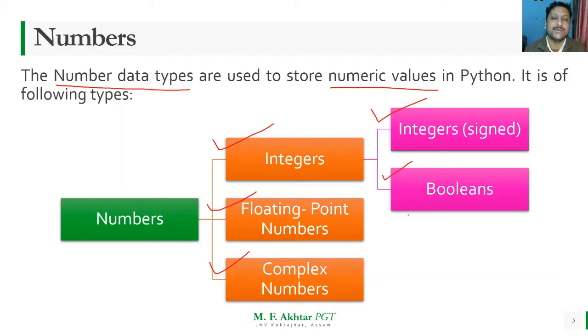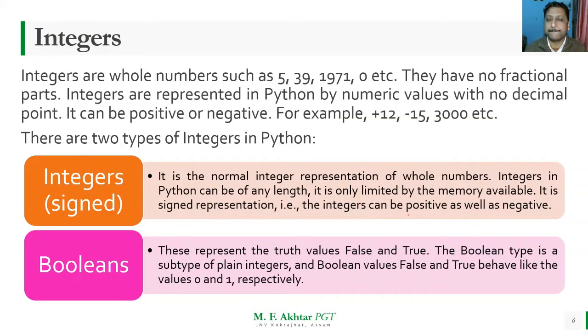Booleans have only two values, true or false. Okay, 0 or 1, like this. Now come to integers. Learn integers here. Integers are whole numbers such as 5, 39, 97, 0, etc.